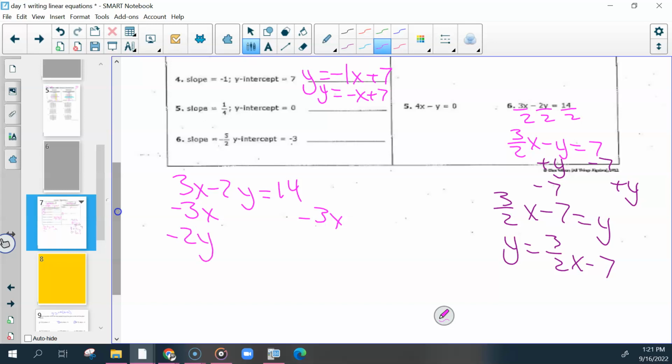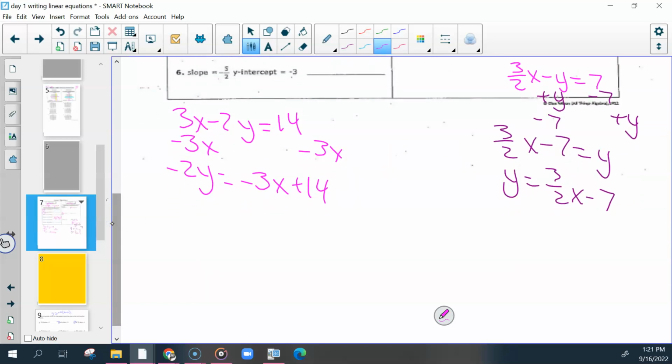So we have negative 2y equals, I'm going to go ahead and switch these two so that my x term comes first. And then to get y by itself, divide everything by negative 2. So the dividing part that we did at the beginning, here we're still doing, but sometimes you may not want to deal with all the fractions at the beginning, especially if things don't simplify. Be careful with your signs. This will become a positive 3 over 2x and a negative 7.